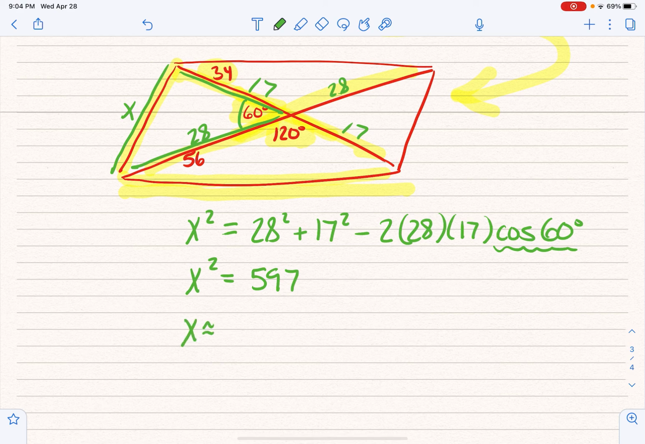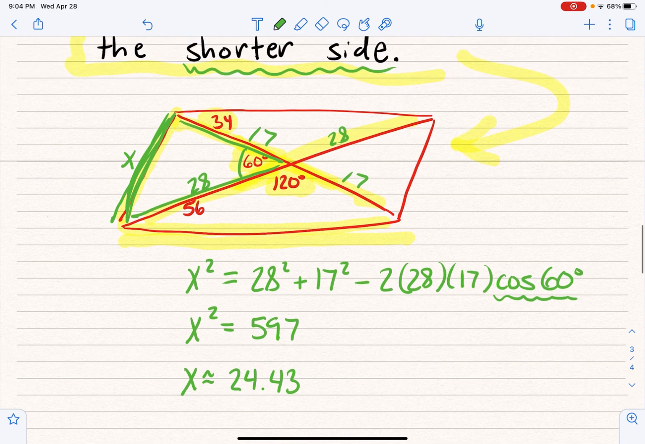So therefore, x is approximately, let's take the square root, about 24.4, okay? And so with this, we know that x is going to be about 24.43. All right, and that gives us the length of the shorter side. Okay, now, I know we were going to have you work these problems, but I figured that one might be a little bit too much right out of the gate.